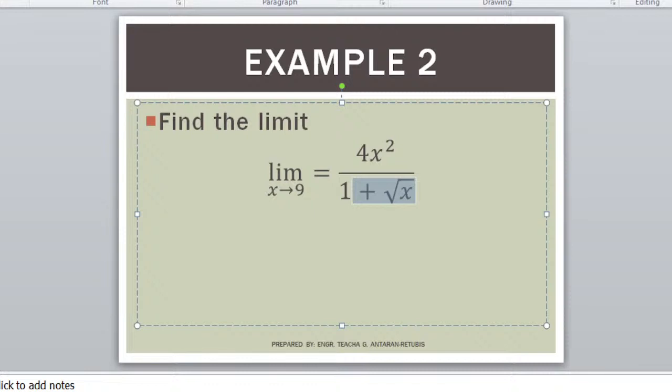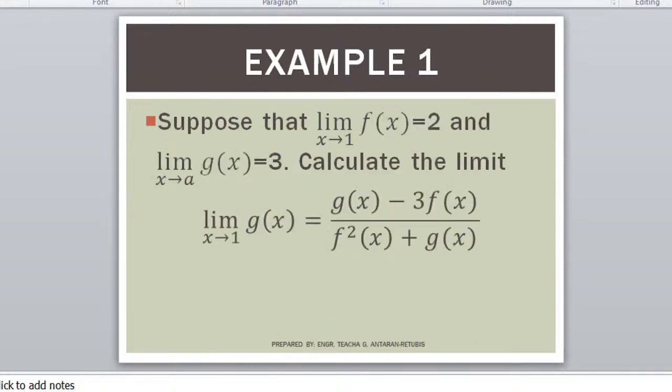Okay, so let us proceed with the next example, which is like I have said, we have the limit of 4x squared plus 1 plus square root of x as x approaches 9. In this problem, it is not the same as before, where the value of the limits, which are 2 and 3, were already given. In this case, wala pa. So we have first to evaluate.